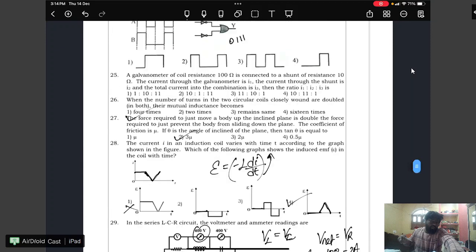So up to question number 29 we have completed. It will take a little more time to complete the remaining 15, 16 problems. For now, that much is enough. Further, we will see in the next class.